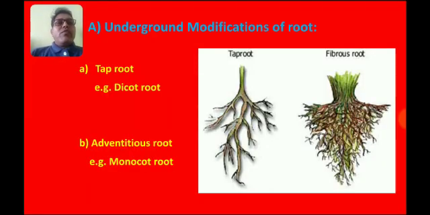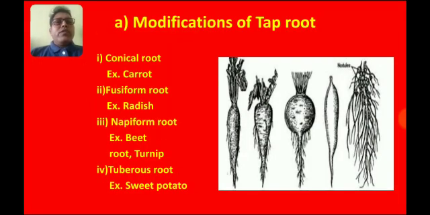The underground modification of root is divided into two types, that is tap roots and adventitious roots, which we have already learned in part first, that is the primary structure of the roots. So the tap root is found in the dicotyledonous plants, and the fibrous root, that is the adventitious root, is found in the monocotyledonous plants. Then let us focus on the different modifications of the tap root. There are four kinds of tap root modification, that is conical root, fusiform root, napiform root and tuberous root.